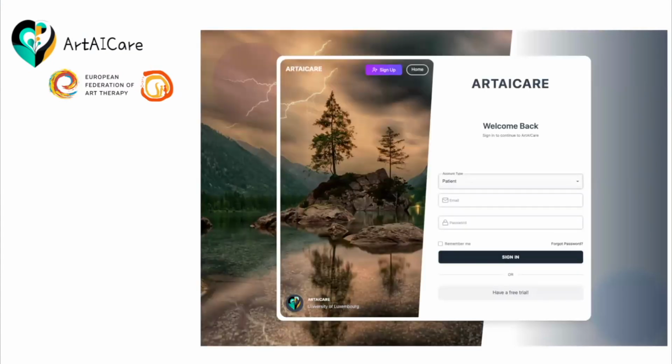And so this is where the ArtAICare concept was founded. We are working in collaboration with the Federation of Art Therapists in Europe and the Luxembourgish Federation of Art Therapists. So what we have is an application which serves as an intermediary between patients and art therapists. We have recommendations for both therapists and for patients.